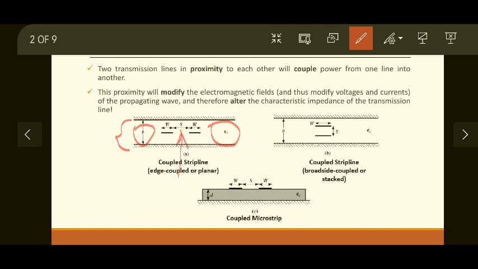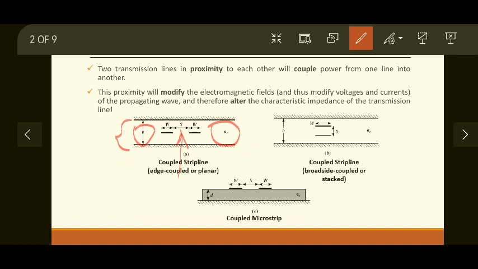This is edge coupled. Another possible geometry is broadside coupled, or it is also called stacked coupled. This is in case of strip line only, because strip conductors are inside the substrate. Okay, in the broadside you can see one strip conductor is placed above the other strip conductor. The spacing between these two strip conductors is S, width of strip is obviously W, and a substrate having height of B and permittivity or dielectric constant of epsilon r.